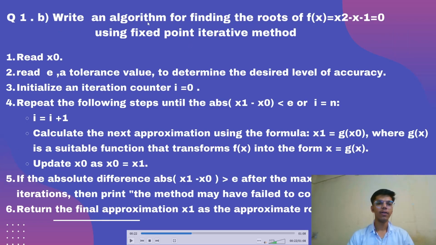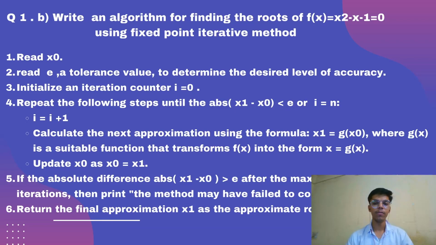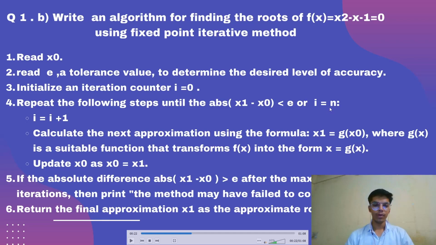Here, write an algorithm for finding the root of a function using the fixed point iterative method. So in this question we have to write an algorithm for finding the root of a function. First we will read x0. Now we will read e, which is a tolerable value to determine the desired level of accuracy. Now we will initialize the iterative counter I equal to 0. Then we will repeat the following steps until the absolute difference of x1 and x0 is less than e, the tolerable value, or I equals n.